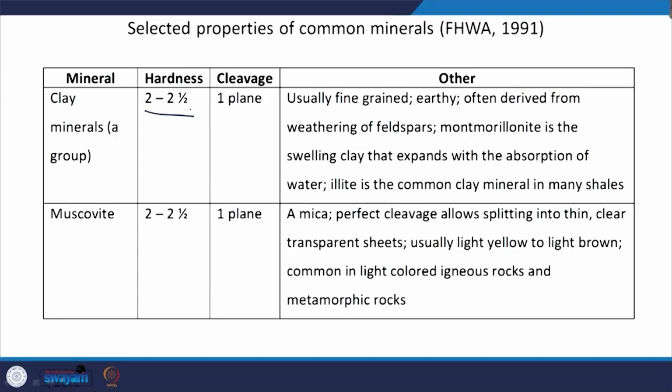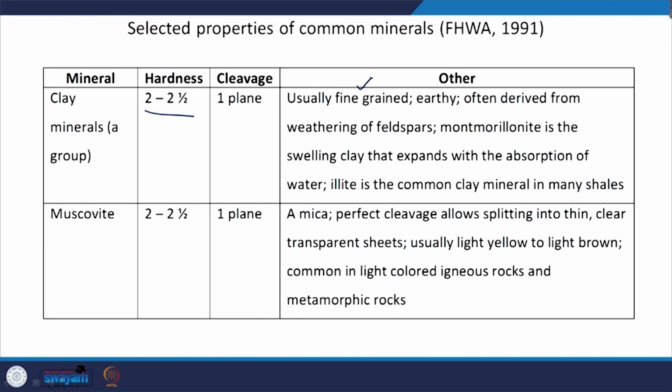Coming to the next one, that is the clay minerals, which is a group. We have seen that kaolinite, montmorillonite, illite, they all fall under this category. The hardness is in the range of 2 to 2.5, and there is only one plane. We all know that clay minerals are fine grained. These are often derived from weathering of feldspars.